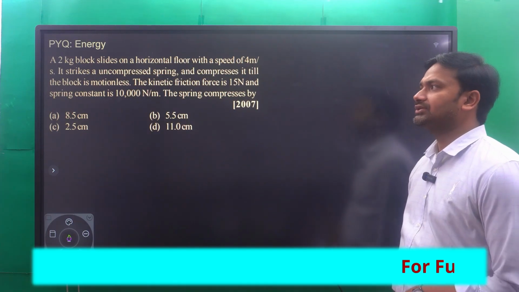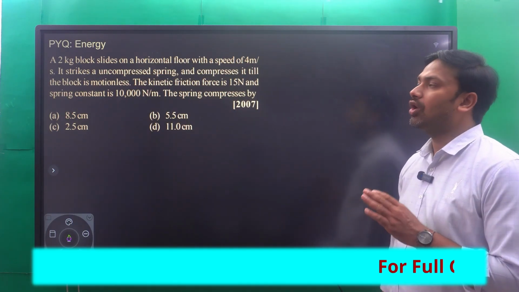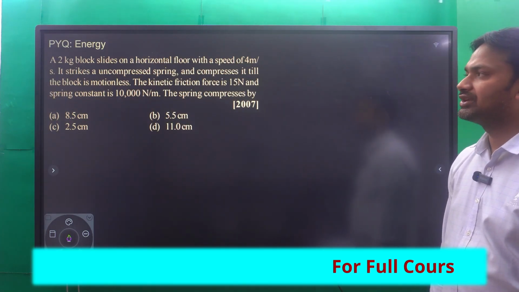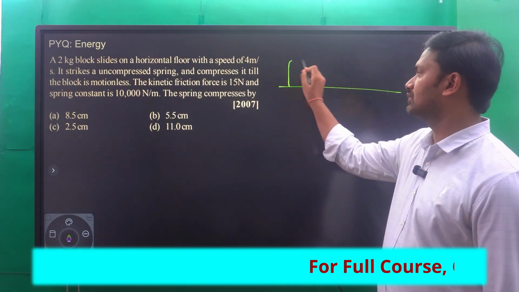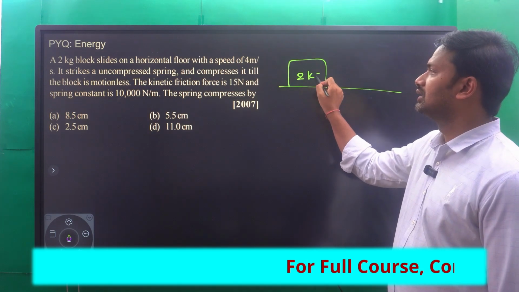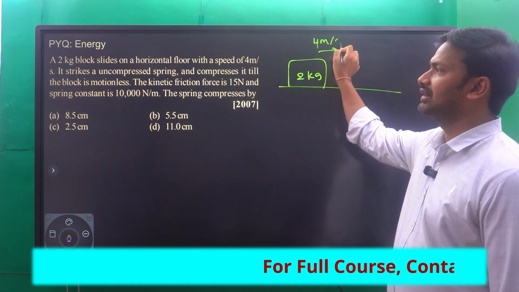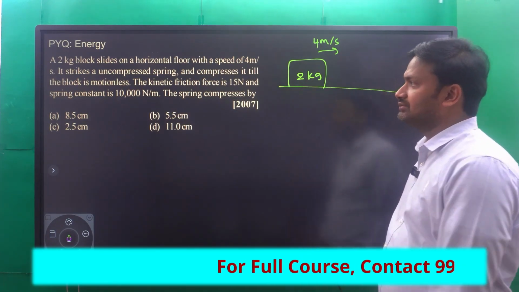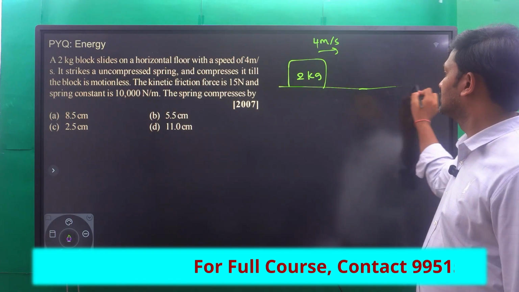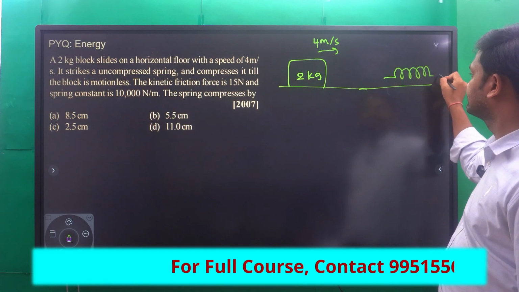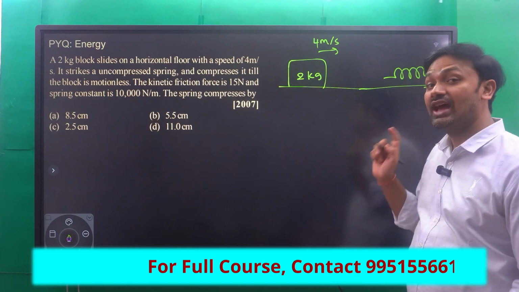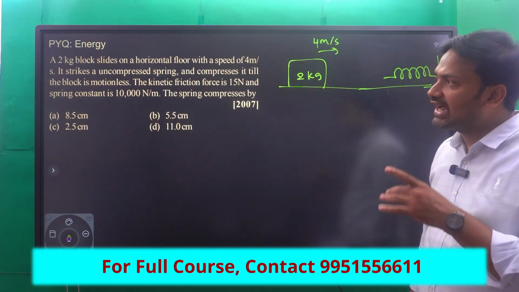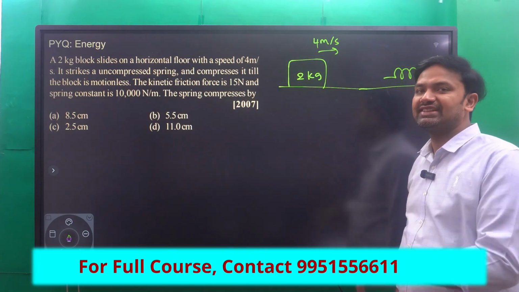A 2 kg block slides on a horizontal floor with a speed of 4 meter per second. Okay, there is a horizontal floor, and there is a 2 kg block. It is moving with 4 meter per second. It strikes an uncompressed spring. So there is a spring here. It strikes an uncompressed spring and compresses it until the block is motionless.